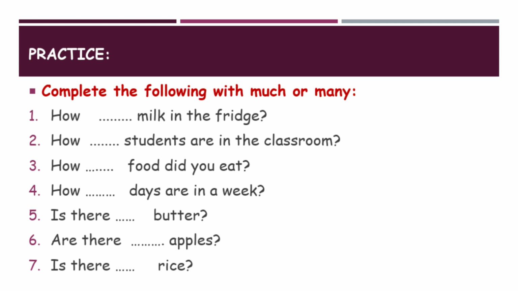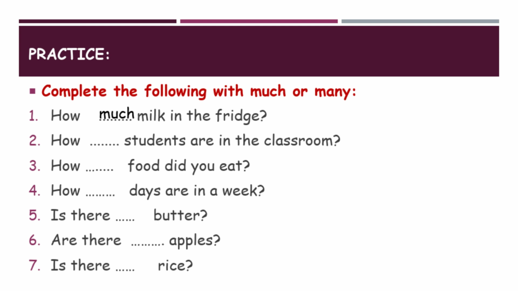Complete the following with much or many. So please pause this video so that you have time to complete this exercise, and when you are ready, click play again to hear the answer. Now, number 1, milk. We have milk. Milk is an uncountable noun. Very good. What do we use with uncountable nouns? How much. Very good.